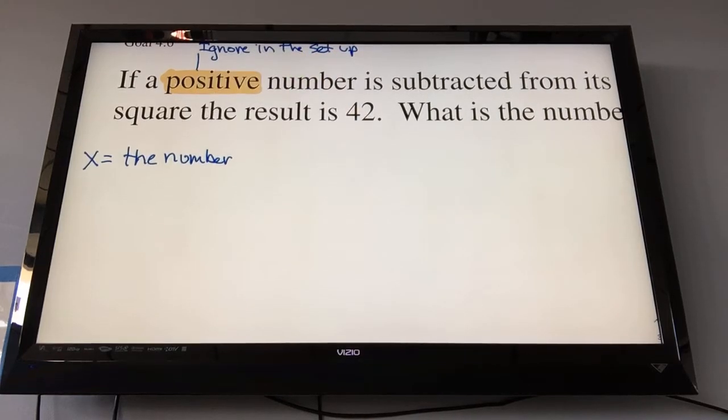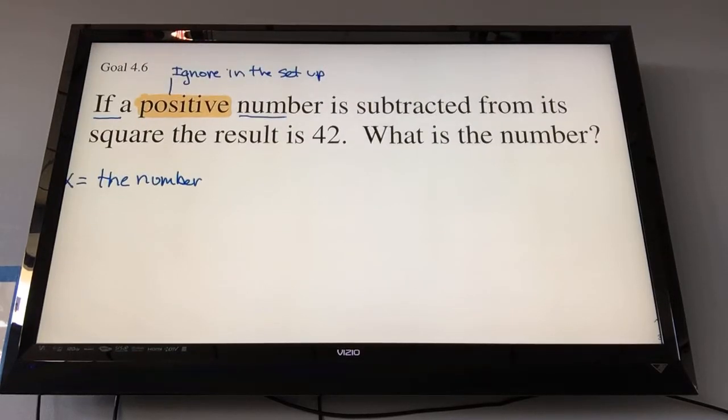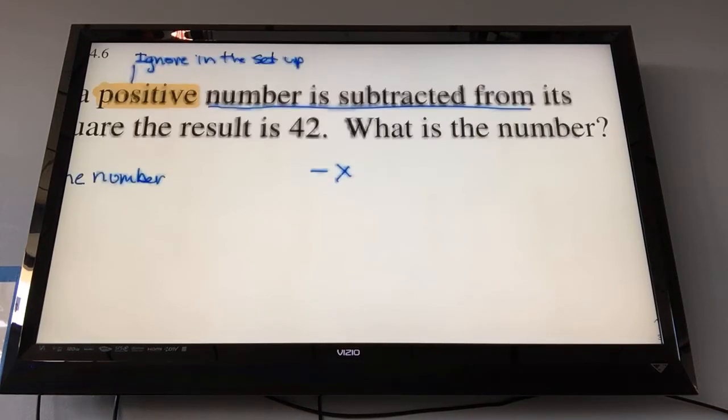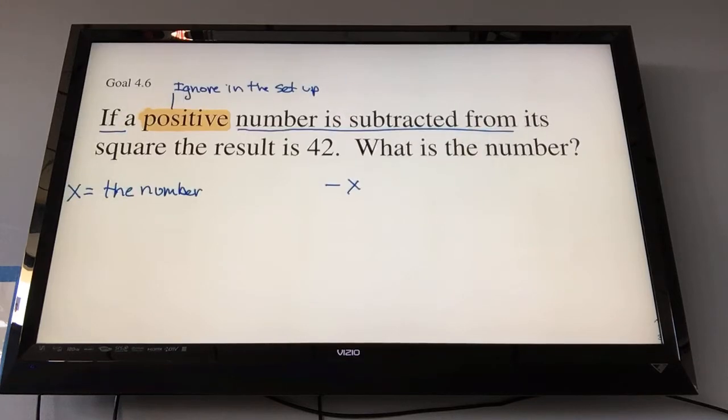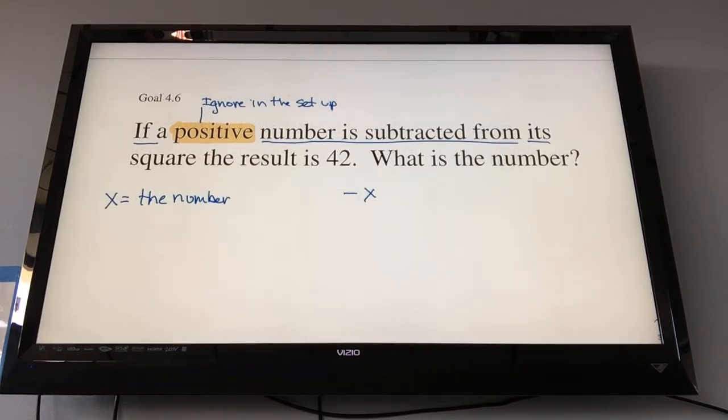So, if a number is subtracted from, that means it's coming second. It's being taken away from something. Minus x. Subtracted from a number. And we just said that the number we're looking for, that's my x, so that's why it's x. It's subtracted from its square.